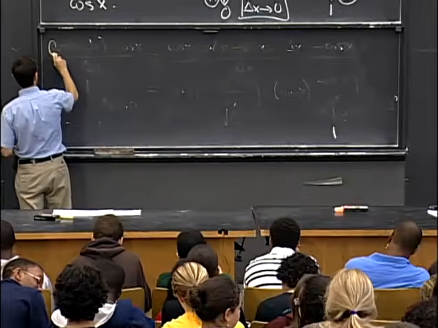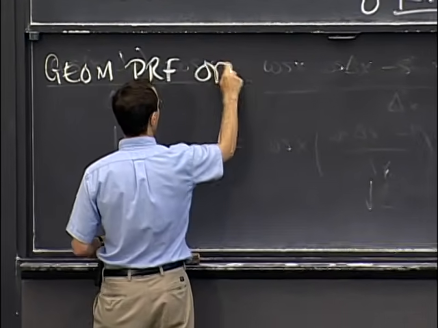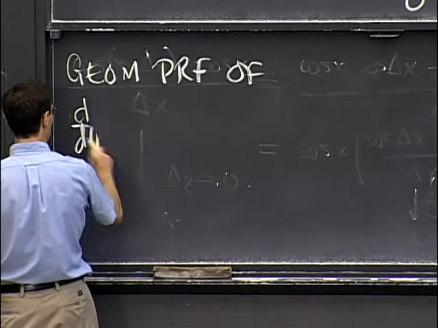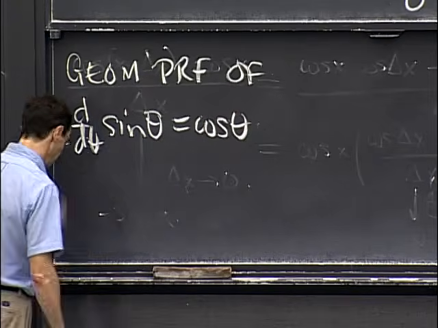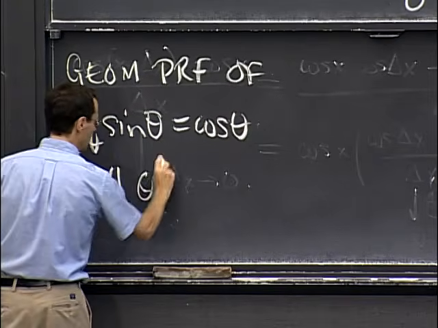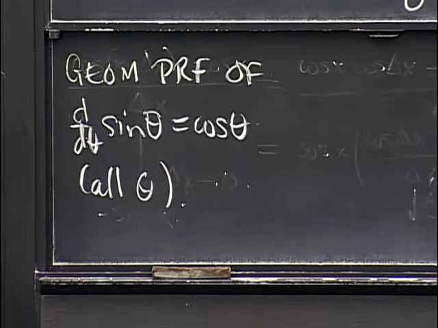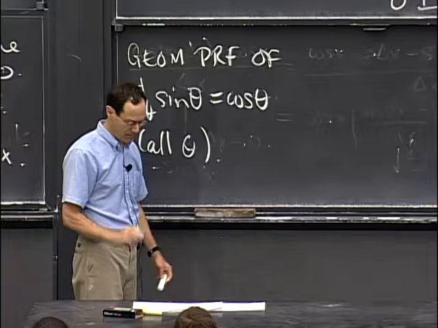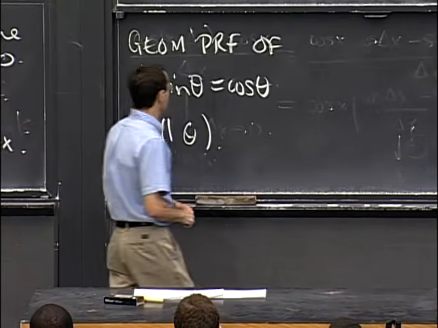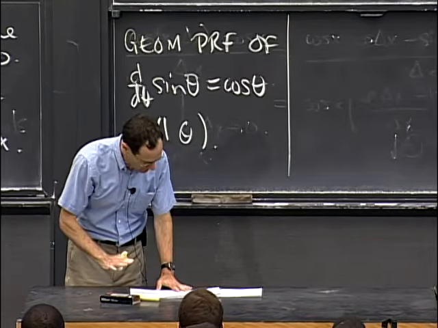Here we go. This is a geometric proof of this fact. This is for all theta. So far we only did it for theta equals 0, and now we're going to do it for all theta. This is a different proof, but it uses exactly the same principles. I want to do this by drawing another picture.